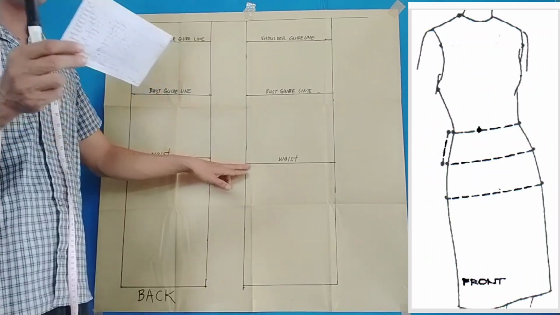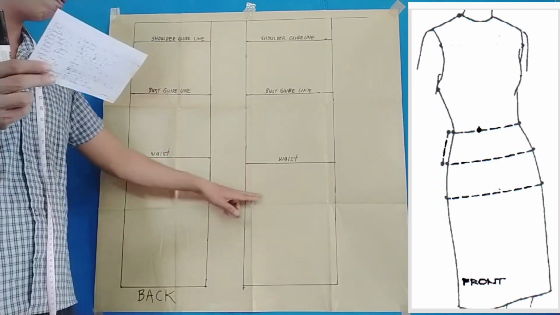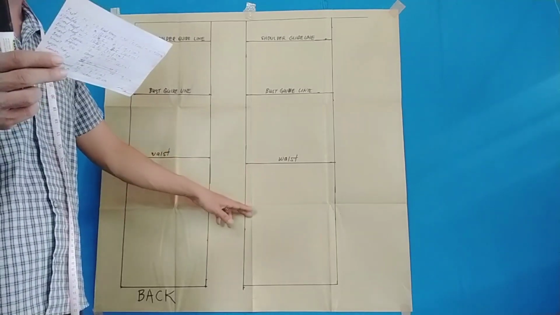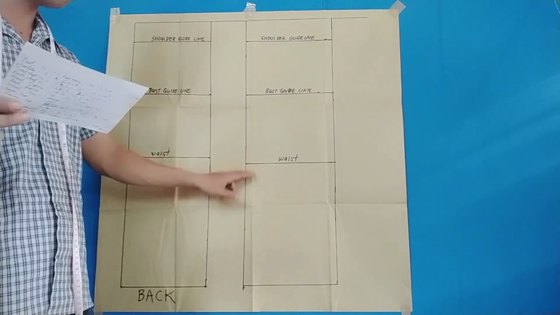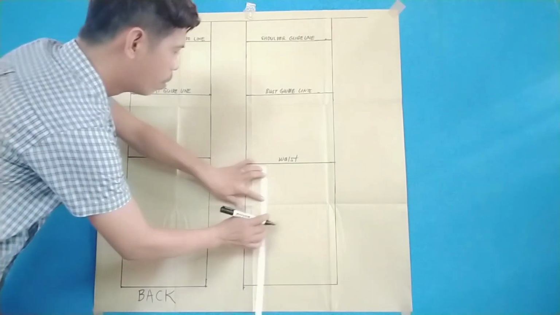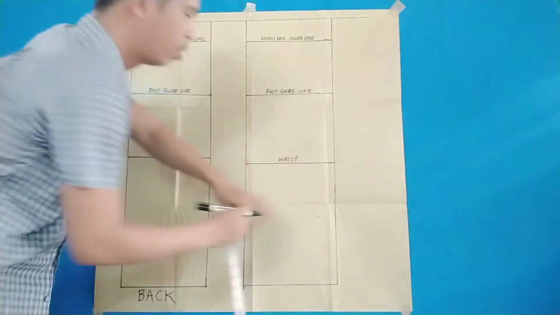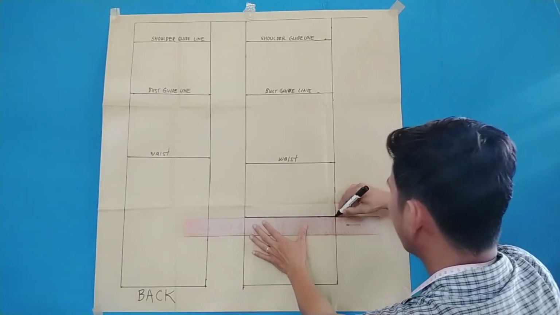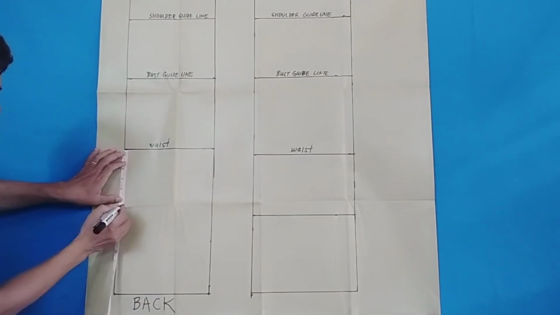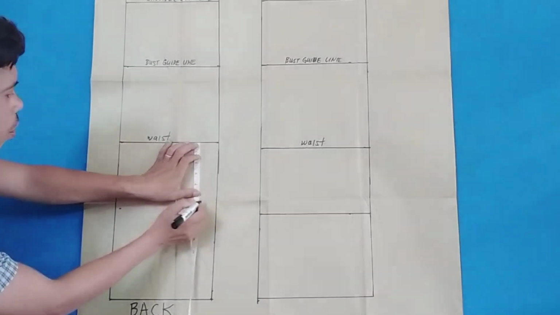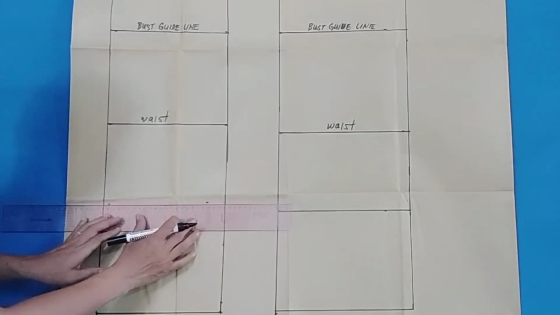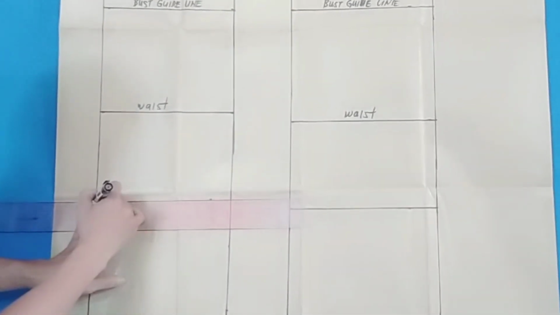So, in my example, this waist to hip bone, or yung first hip level, is 6 inches or 15.4 centimeters. So, ima-mark down natin dito, pababa, mula dito sa waistline. Okay? There. And then, dito sa back pattern, ganun din, 6 inches or 15.4 centimeters. And then, i-mark din natin siya horizontally.